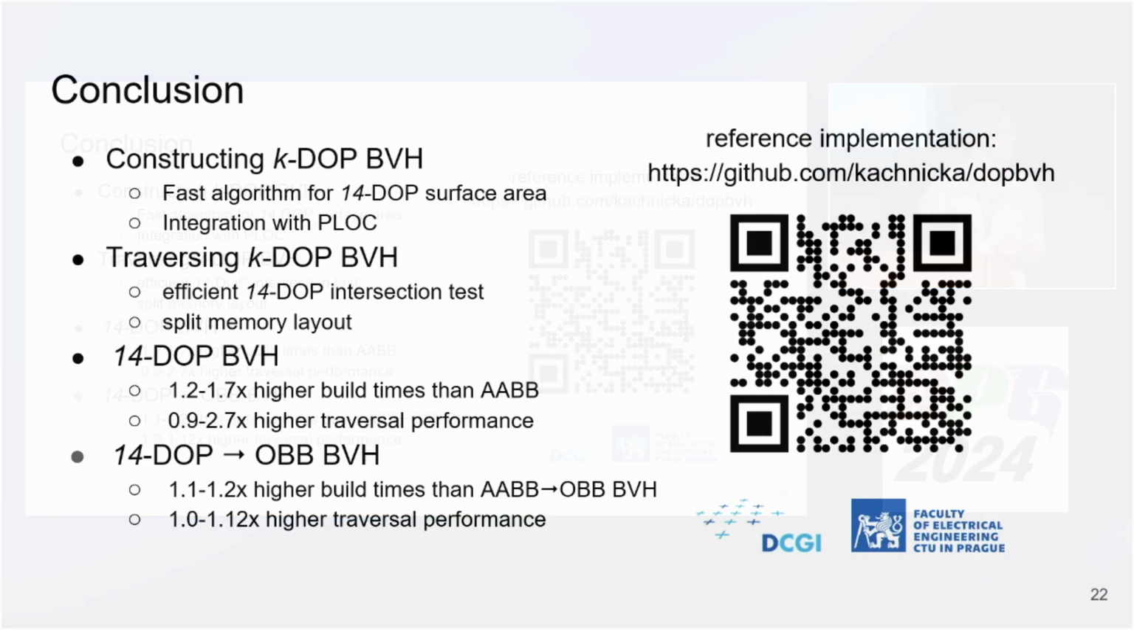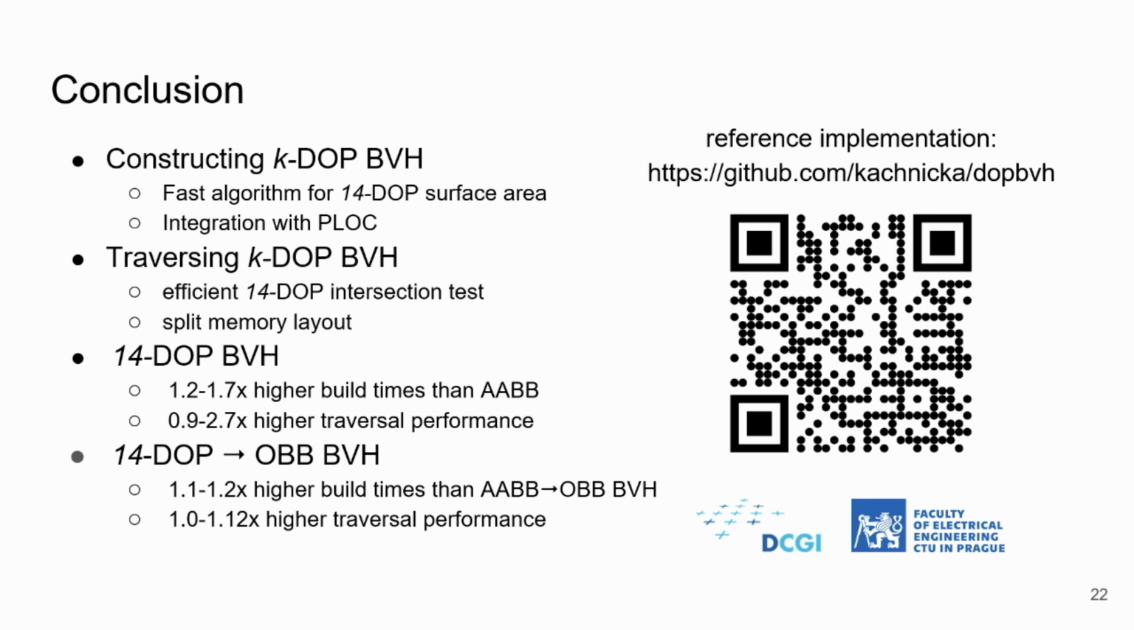So to conclude, I presented to you the following contributions from our work. To allow a construction of k-DOP BVHs, we introduced a fast and precise algorithm to compute the 14-DOP surface area, and we integrated it with the PLOC builder. To allow efficient traversal of this hierarchy, we proposed an early exit test and a k-DOP flag, which is also used for an early exit test, and these both are enabled by our split memory layout for the node.